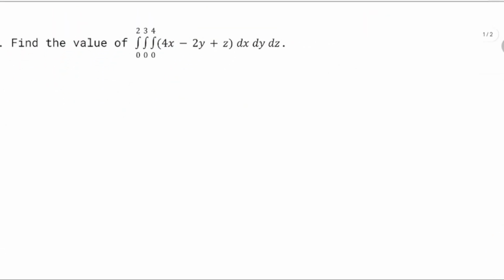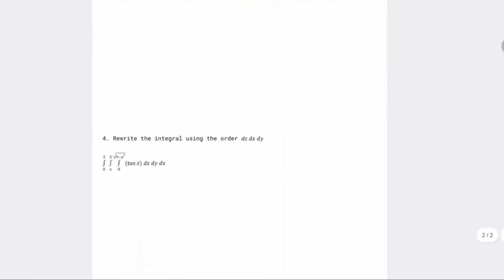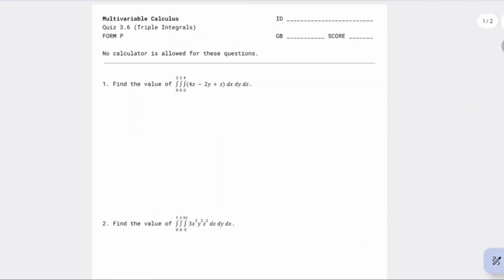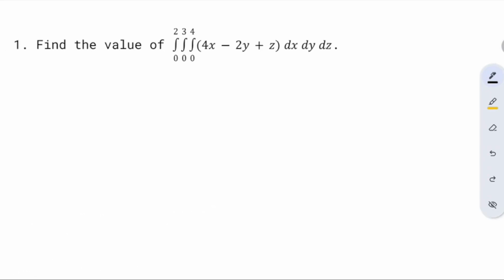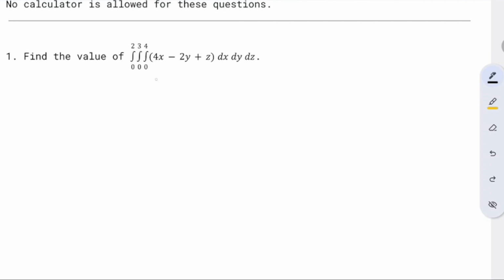These are triple integrals. This is just computation. 1, 2, 3, 4 triple integrals. 2 I'm not even supposed to compute. I can do this. Alright, so find the value. Okay, with triple integrals, we treat them just like double integrals, right? We just start from the inside and work our way out with respect to x. That would be 2x squared minus 2xy plus xz, x running from 0 up to 4.